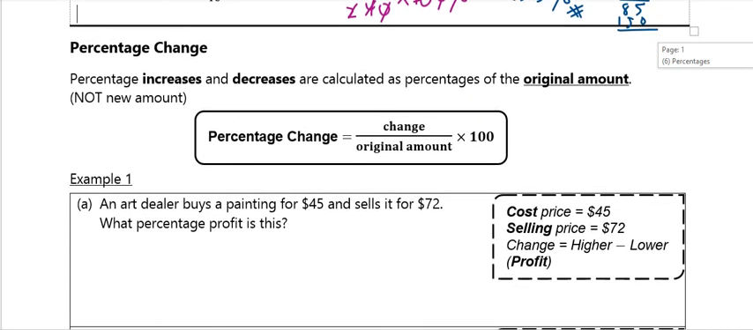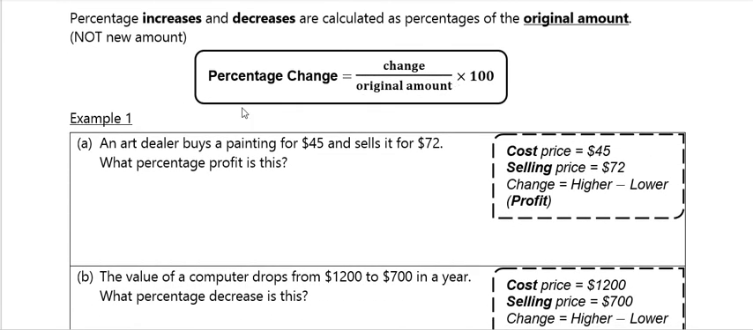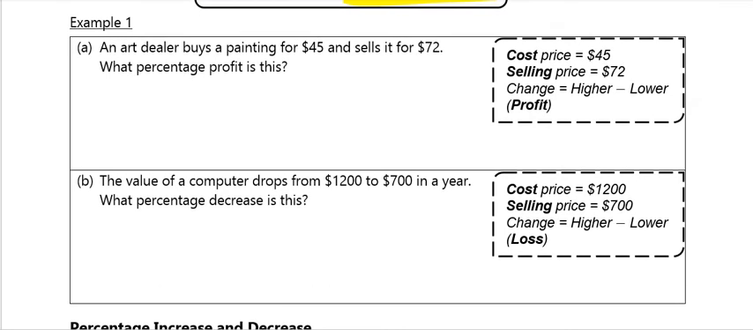Okay, but here, this one is actually just a reminder for you to remember this formula. So percentage change is change over original amount times 100%. So highlight that one. So let's start with example here. So example number one: an art dealer buys a painting for $45 and sells it for $72.